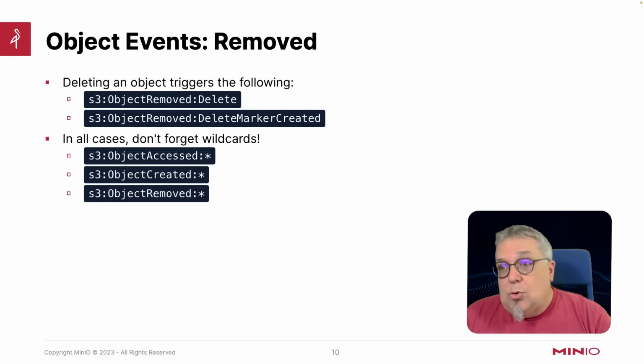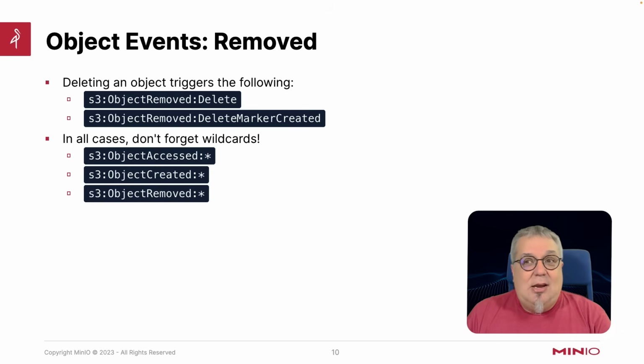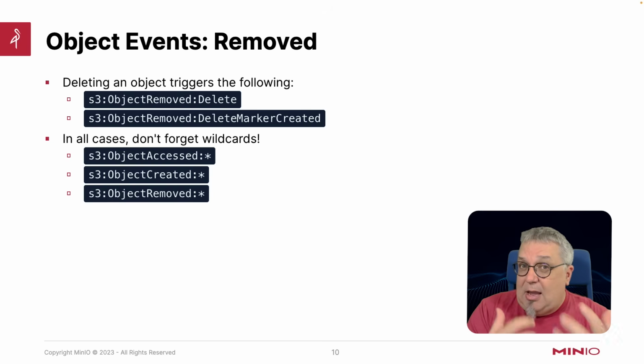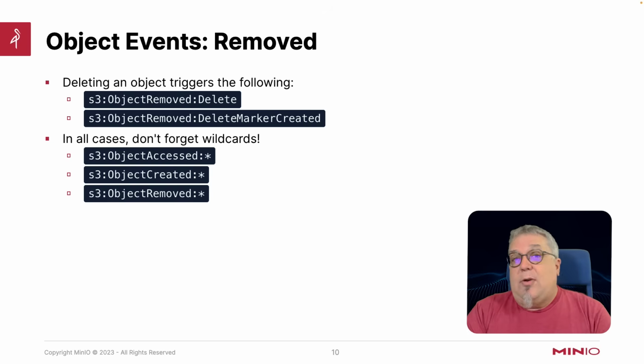Objects being removed, being deleted. As you can see here, we've got object removed delete. That's if I'm going to delete a specific version, if I have versioning enabled, or if it's just an object that's out there without versioning enabled, I will see those deletes. If I have versioning enabled and I delete an object and create a delete marker rather than actually deleting the object, you can see that as well. So I can watch for actual deletes or I can watch for creation of delete markers. That's really great. In all cases, don't forget you have wildcards available to you for access, create, and remove.